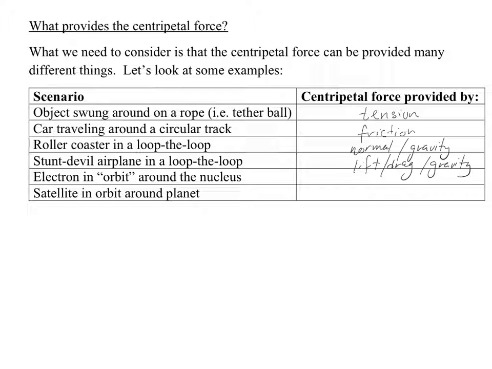An electron in orbit around the nucleus. Not gravity. I mean, listen, the gravitational force exists amongst all objects, and we're going to see that in a minute. But it's not gravity that keeps it in orbit. There's not enough gravitational pull between those two. The masses are so small.